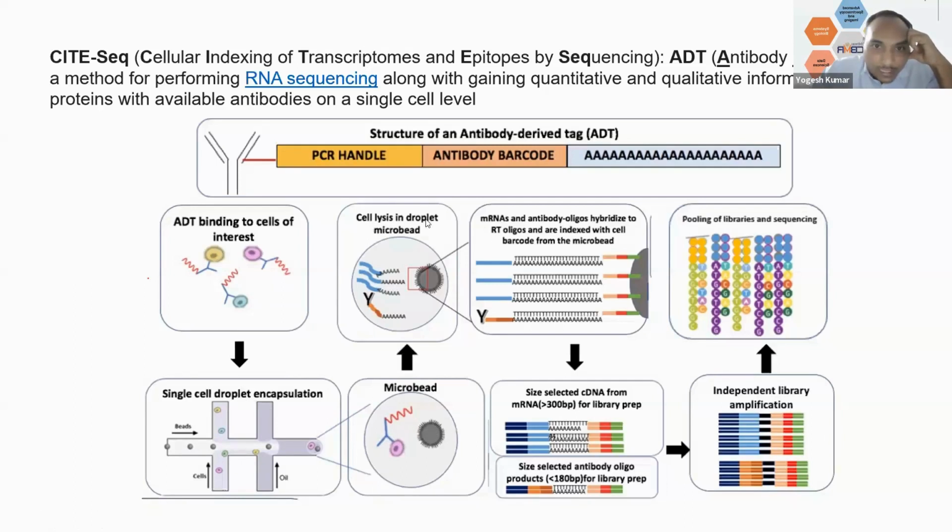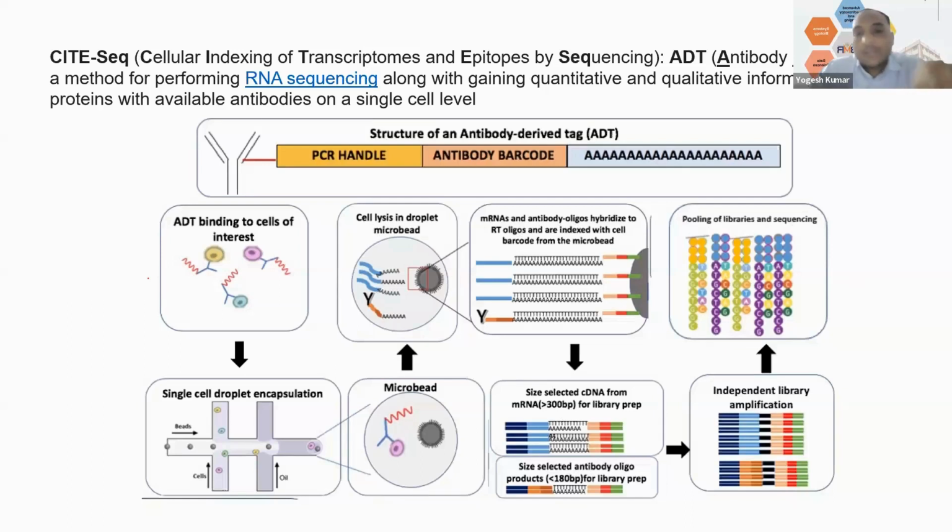Then you do the cell lysis in the droplet microbead. You will see the lysis going on, and here you have these magnetic beads. Then you do the mRNA and antibody oligo hybridization to RT oligo. And after this, you will do the sequencing of greater than 300 base pair. You prepare the library, then you perform the sequencing amplification, and in the end, you will get the pooling of library and sequencing. Then you perform the sequencing with a sequencer.